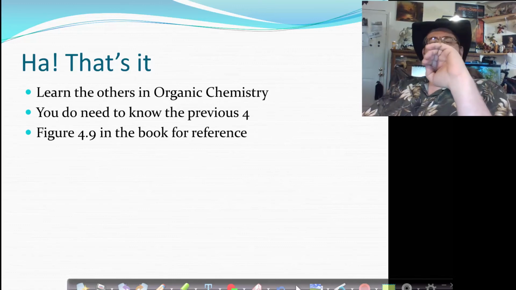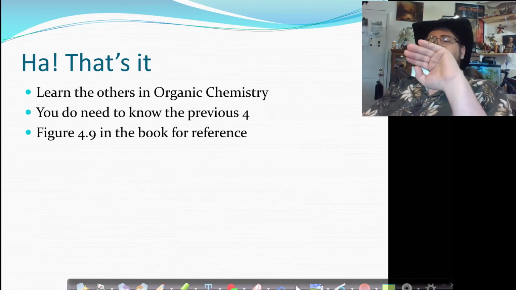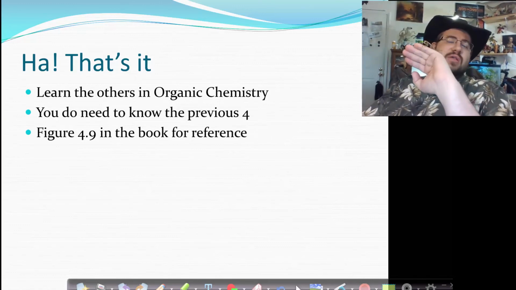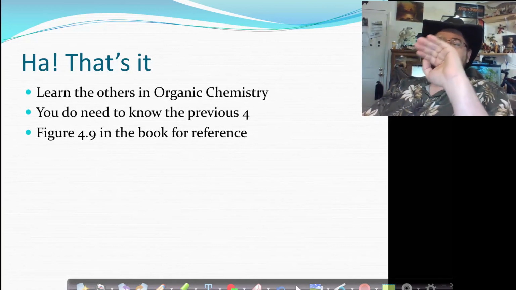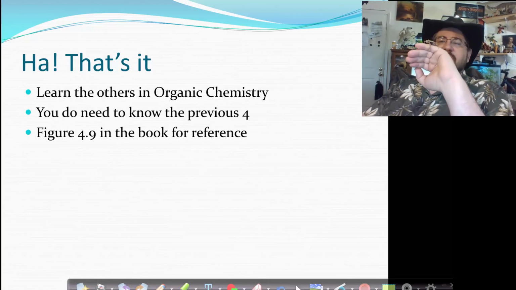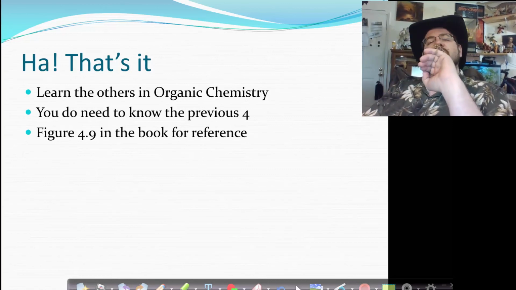And there is a figure. It used to be 4.9 in your book if you're using the book. Otherwise, you could Google functional groups and just go over to images. So, that's it. We're done, people. Finally. So, yeah, have a good time.